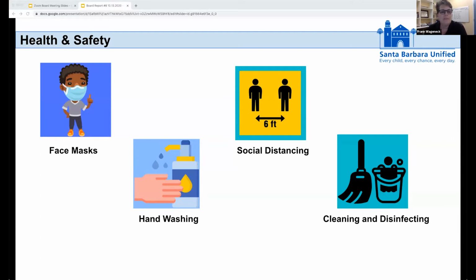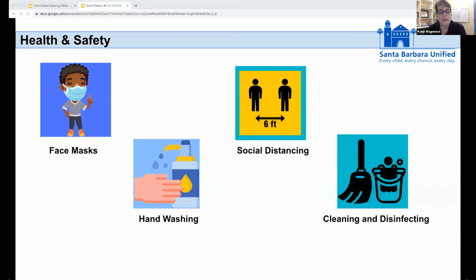First, I want to talk about masks, and we've gotten a lot of questions about masks. Students and staff members will be given cloth face coverings and face shields or hats. All staff and students are required to use face coverings or face shields during the day, especially when 6 feet of social distancing is not possible.